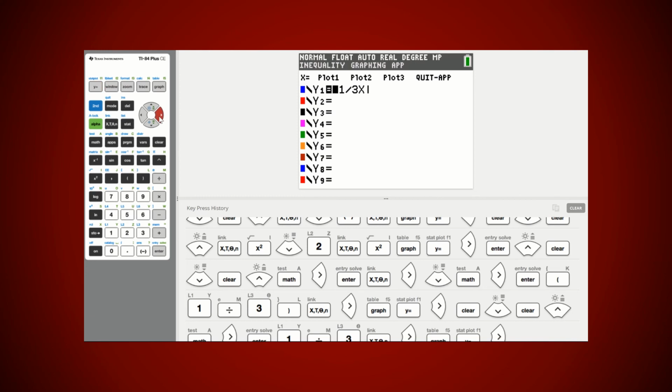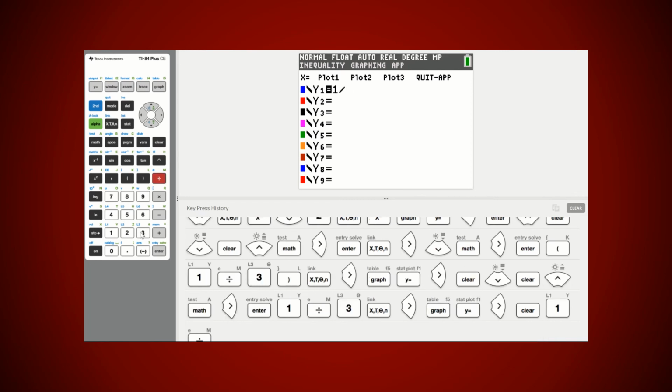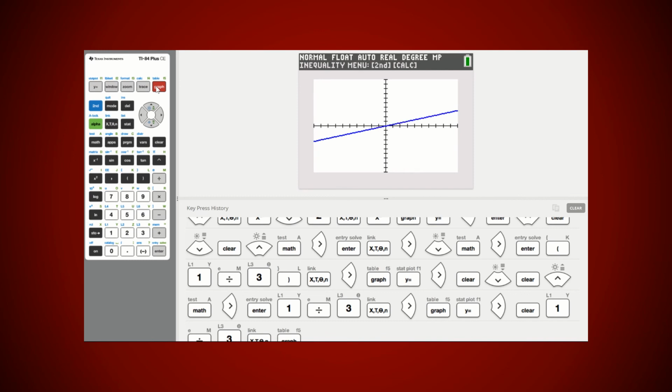Well, what if I just had 1 divided by 3x? What's that graph going to look like? It's just going to look like a line, isn't it? Interesting. Okay. All right. Well, there we go. Dilations, stretches, and compressions.